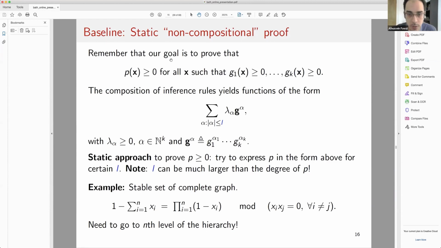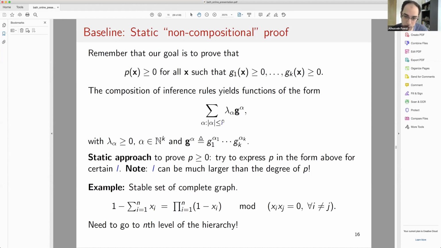Okay, so let's go a bit more into detail about this. If you compose your inference rules a fixed number of times, for example L times here, then you always get functions of this form. If your problem is like this, and then you compose them in the ways that I described before, with additions and multiplications, you're always going to get functions that have this form here. And L here is the number of times you unroll the inference rule.